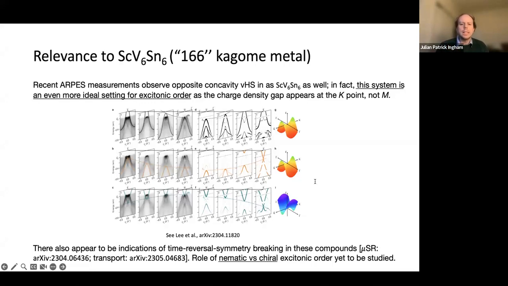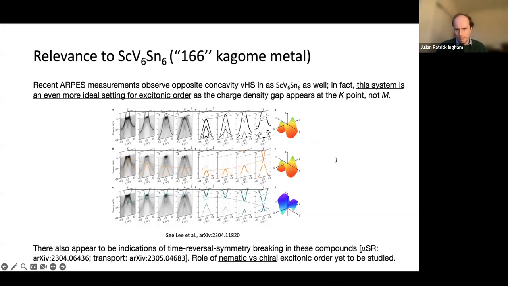Earlier this year, ARPES data were published on these kagome metals, and they found the same feature of opposite concavity saddle points that I described earlier. In fact, the opposite concavity Van Hove singularities are more robust in these materials than in the 135 materials I've discussed so far, because the charge density wave gap stays well away from the Van Hove singularities. So this feature of the opposite concavity saddle points isn't really disrupted or competing at all with the presence of charge density wave order, which makes it much easier for orbital ordering to appear at lower temperatures than the charge density wave.